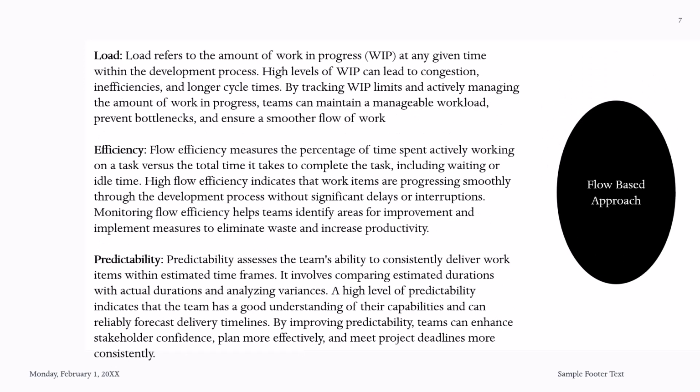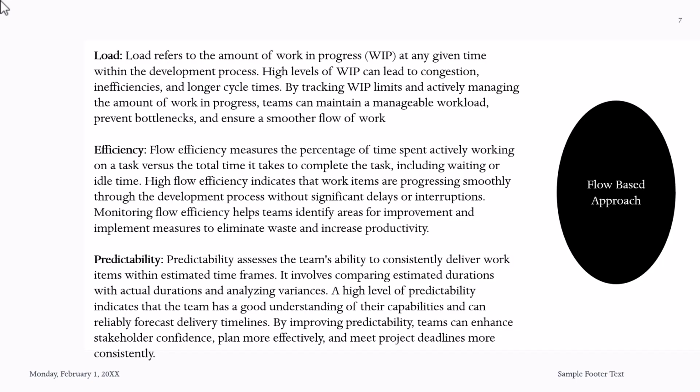So we have flow load. Flow load refers to the amount of work in progress at any given time within the development process. High work in progress can lead to congestion, inefficiency, and longer cycle time. By tracking work in progress limits and actively managing the amount of work in progress, teams can maintain a manageable workload, prevent bottlenecks, and ensure the smooth flow of work.